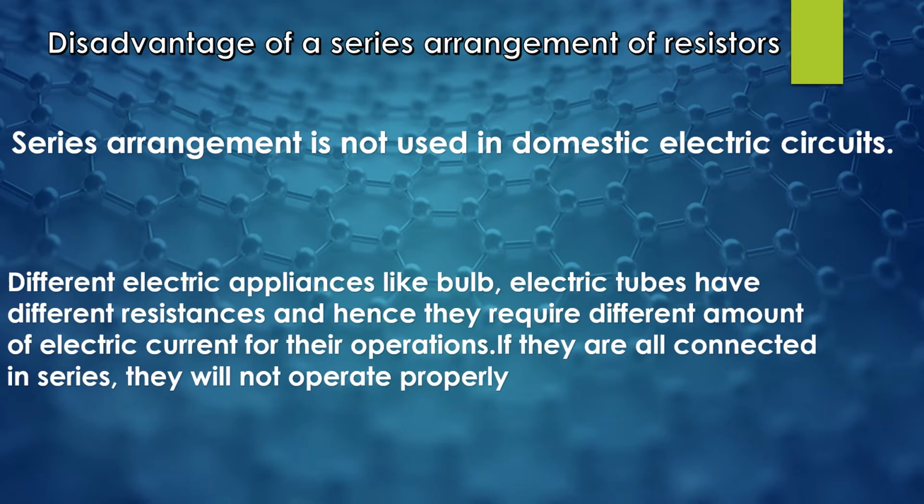Different electric appliances like bulbs, electric tubes, electric heaters, toasters and many other electric appliances have different resistances and they require different amounts of electric current for their operation. If they are all connected in series, they will not operate properly. These are the disadvantages of a series arrangement of resistors.